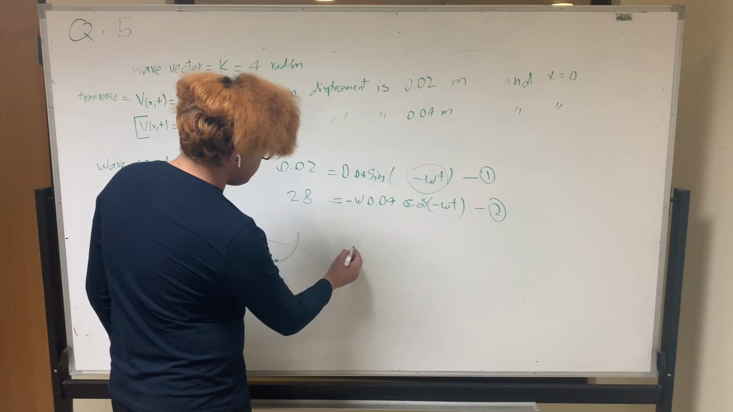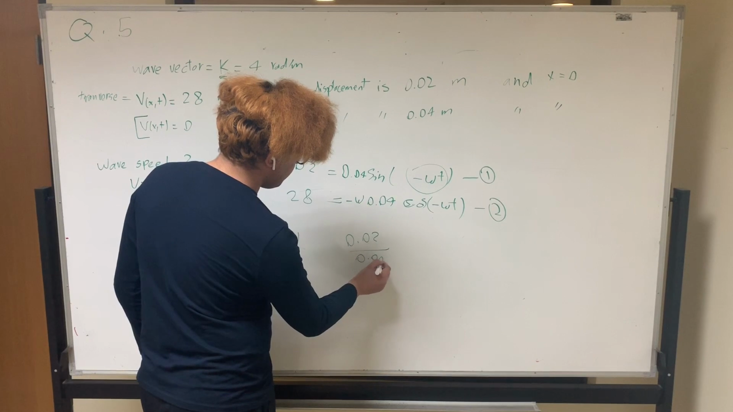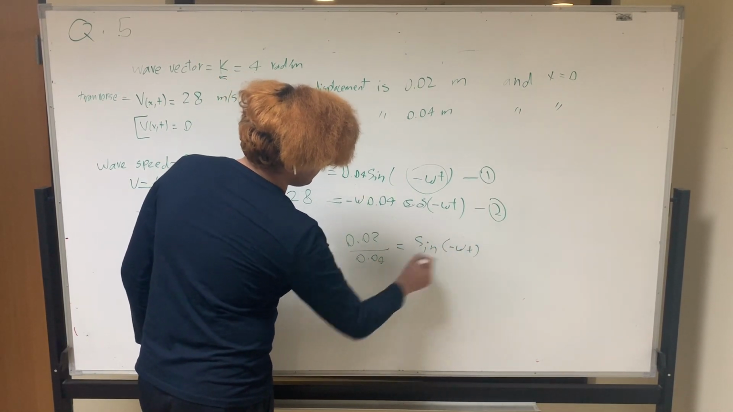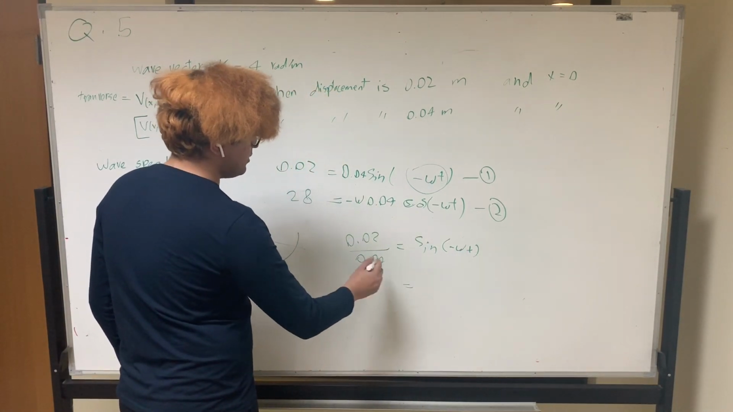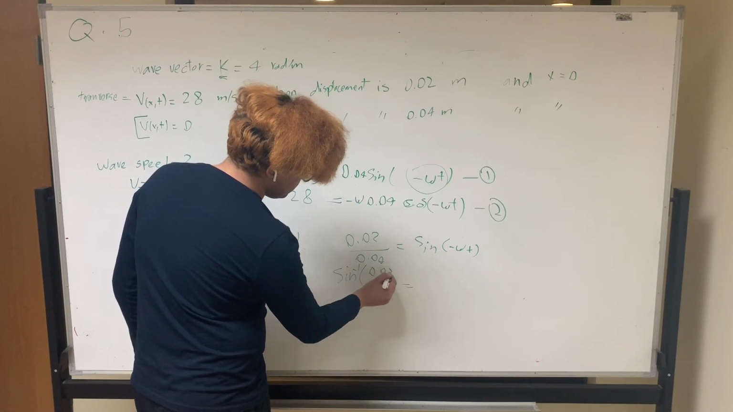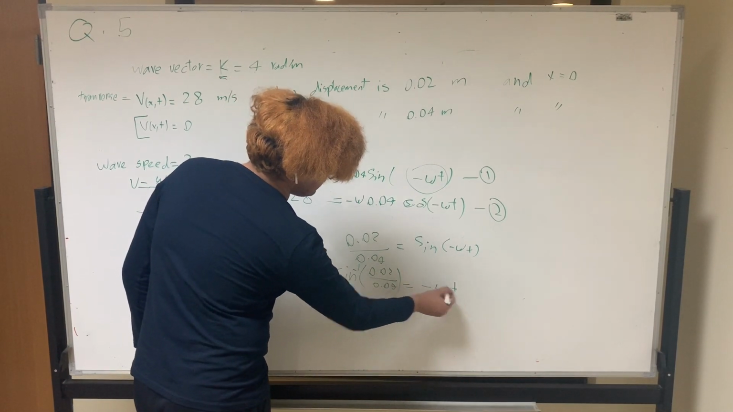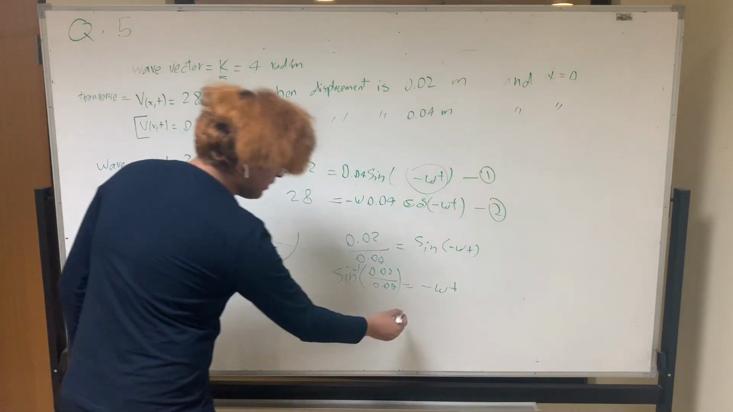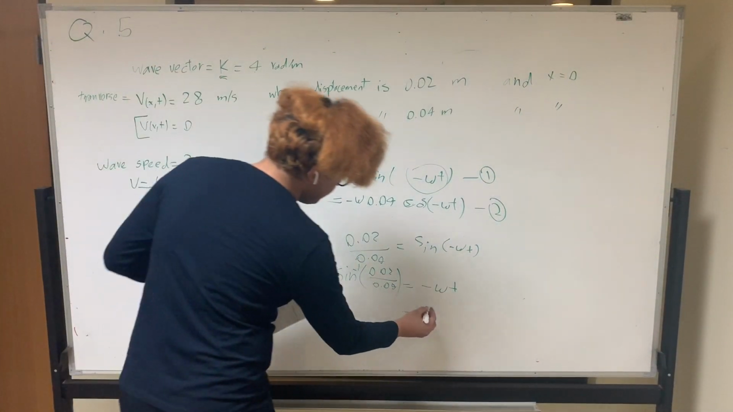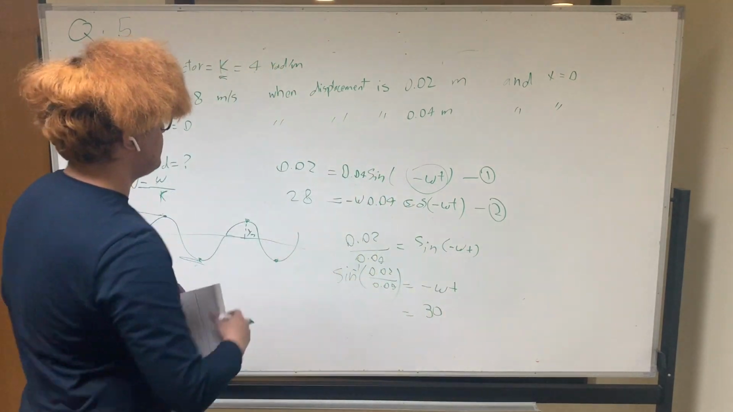So if you divide both sides by 0.04, you're going to have 0.02 over 0.04 is equal to sine of negative omega t. And if you take the inverse sine of both sides, sine inverse of 0.02 over 0.04 is equal to negative omega t. Okay, just plug this into your calculator and you'll be getting 30. So the value of the argument is 30.